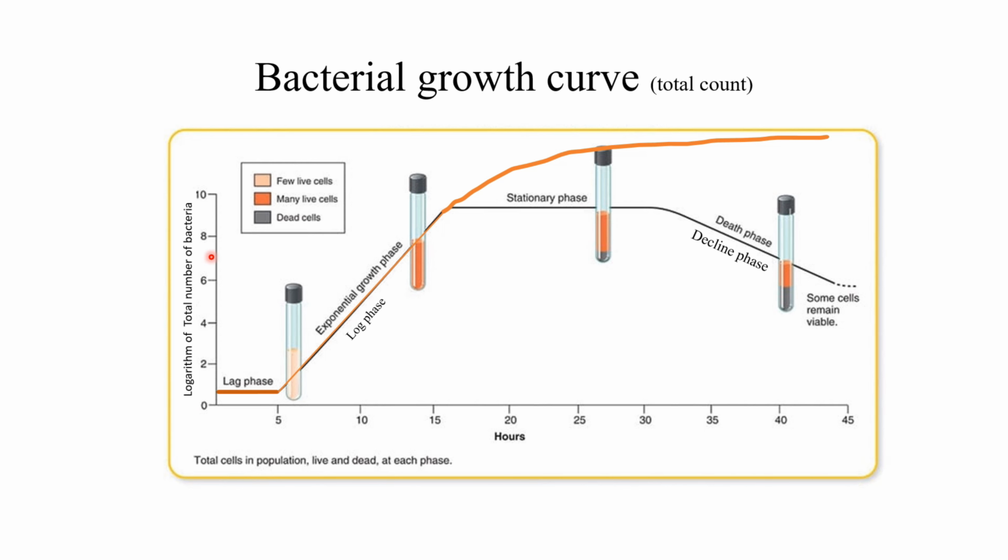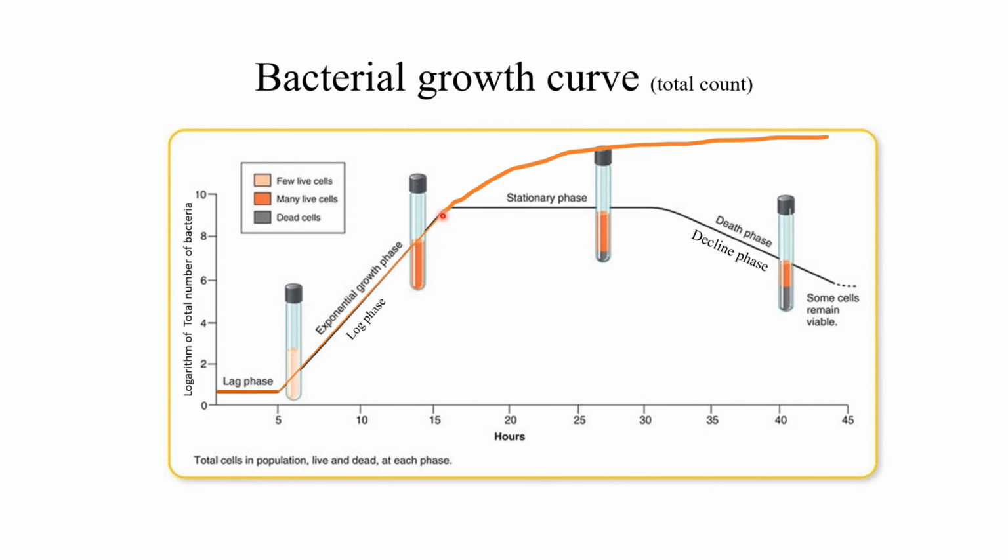So this is the lag phase. Lag phase will be the same as that of the viable count. That means the number of bacterial cells will not increase. It will be stable here. And the second phase is the log phase. In the log phase, the total number of bacteria will increase exponentially.